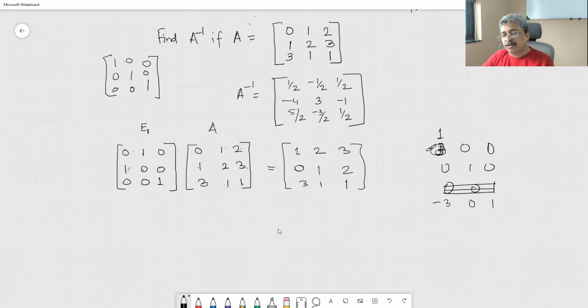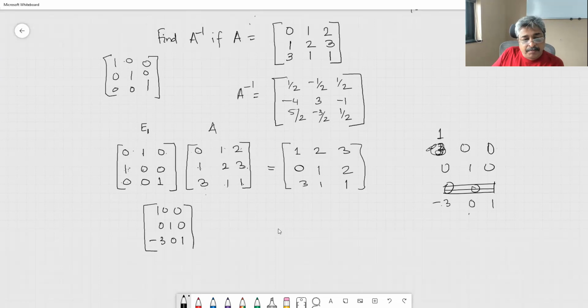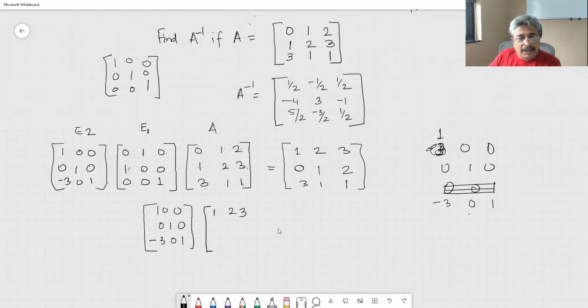In the identity matrix, when you multiply the first row by minus 3 and add it to the third, you get 1, 0, 0, 0, 1, 0, minus 3, 0, 1. This is my next pre-multiplier, E2. I am actually supposed to write it there, but I am writing it here because I want to process this matrix now: 1, 2, 3, 0, 1, 2, 3, 1, 1.